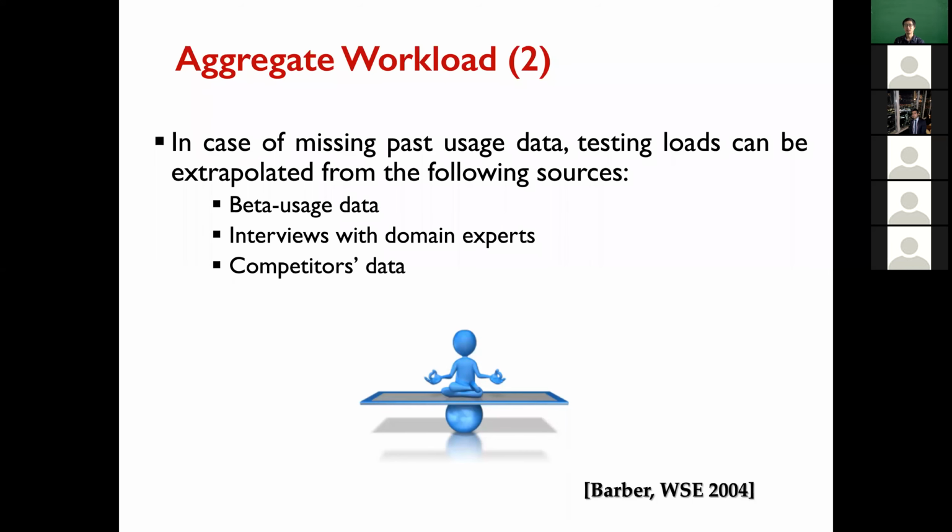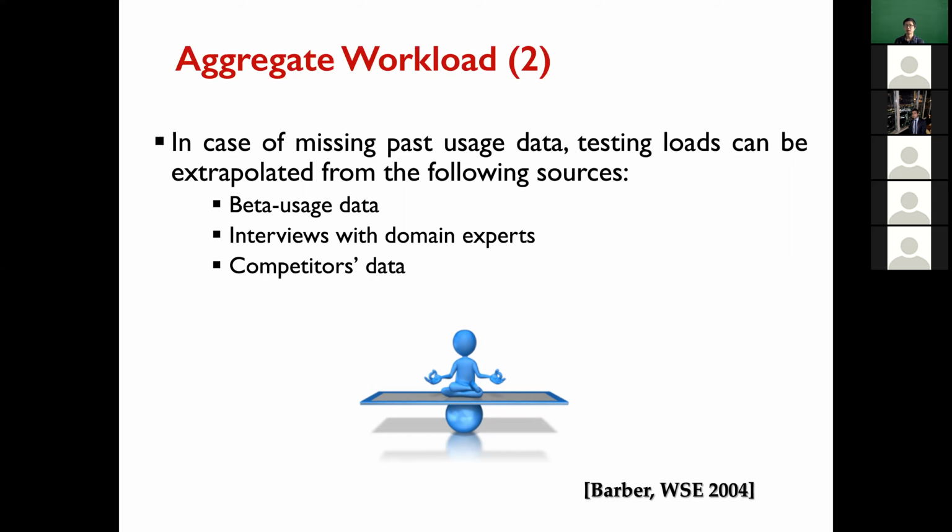Another way to have an aggregate workload is to get the data from the users, or from interviews with domain experts, or from the competitors' data, right? Especially when you don't have a history of data, you can use these ways to get the data. This is how you get the distribution of the workloads, either from your own data, or from users, or from domain experts, or from competitors' data. Okay.